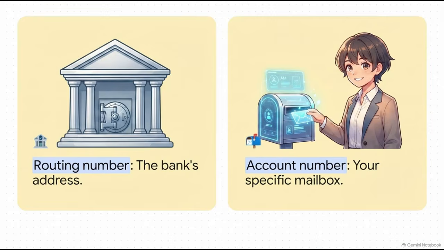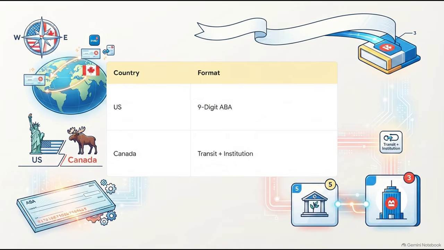A really great way to visualize this is to think about the postal system. Your routing number, that's like the street address of your bank. It gets the delivery truck to the correct physical building. Your account number, on the other hand, is your specific mailbox inside that building. You have to have both to get your mail, right? If you only provide the account number, the system literally has no idea which bank building on Earth holds that mailbox.